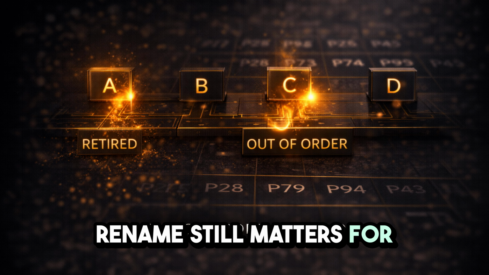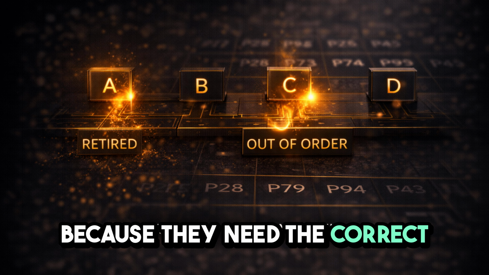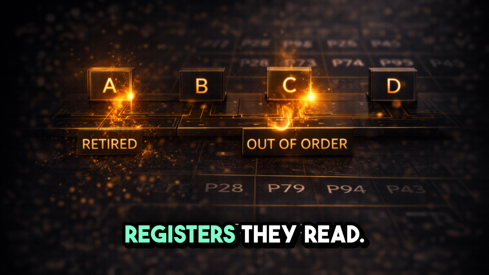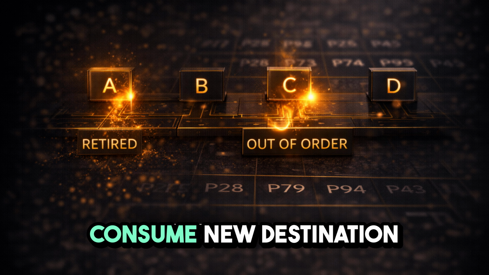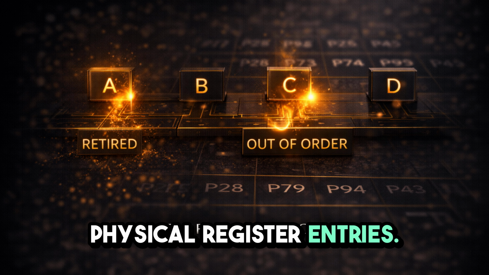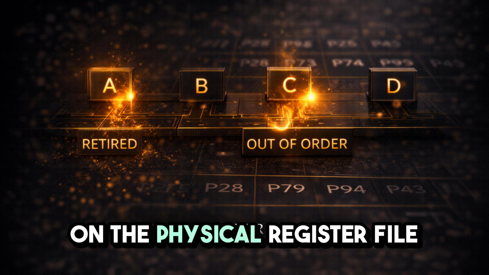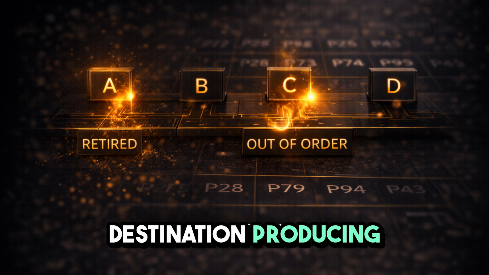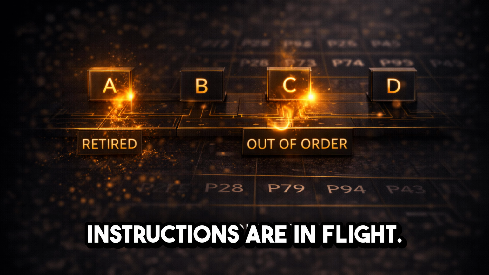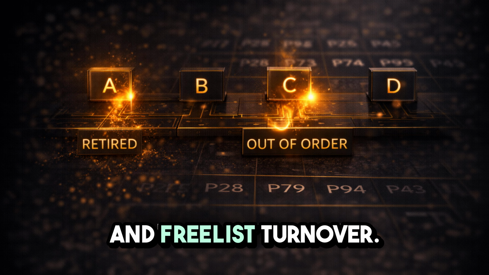Rename still matters for their source operands because they need the correct current physical versions of the architectural registers they read. But only instructions that create a register result consume new destination physical register entries. So the pressure on the physical register file depends partly on how many destination-producing instructions are in flight. That affects rename bandwidth and free list turnover.